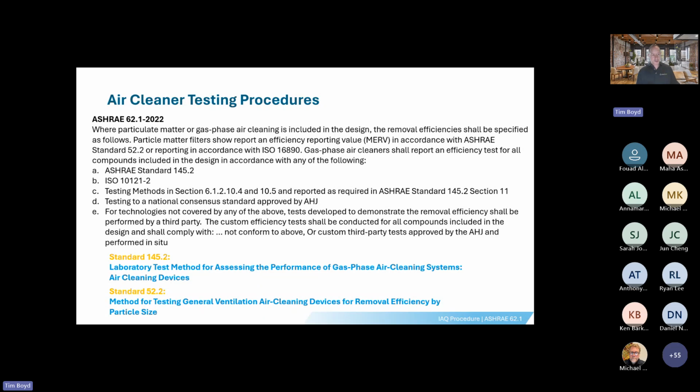There's also some other tests you can run. They all principally point back to the 145.2. I will tell you C, D, and E, those are tests that you can develop and then you submit to your authority, your AHJ, for approval. But for the fundamental, for most engineers that are looking at this, 145.2 and 52.2 is what I would recommend you put in your spec to make sure that what you're specifying to meet clean air meets those two requirements.